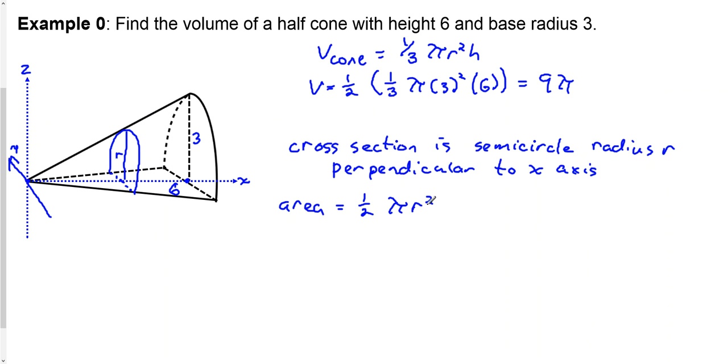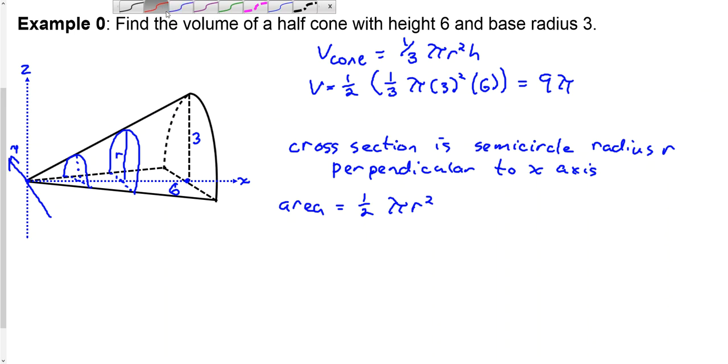So the obvious variable here is going to be x, because when we do our integration, we're going to start down here at 0, and we're going to go over to the end of this cone where x is equal to 6. As we start here, our cross sections are extremely small, but as x increases, we can envision these other cross sections, which are semicircles, getting larger and larger until finally, when we get to our base, they have a radius of 3. So we need an expression here for this radius in terms of the information that we have.